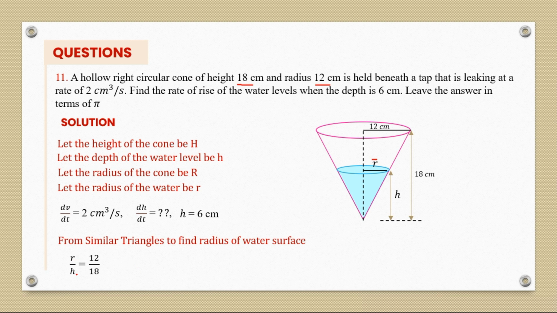So we have r over h, small h, being equal to 12 over 18. And when this reduces, we'll have 2 over 3. So if we make r the subject, r shall actually be equal to 2/3 h. So now we know what r is in terms of h.